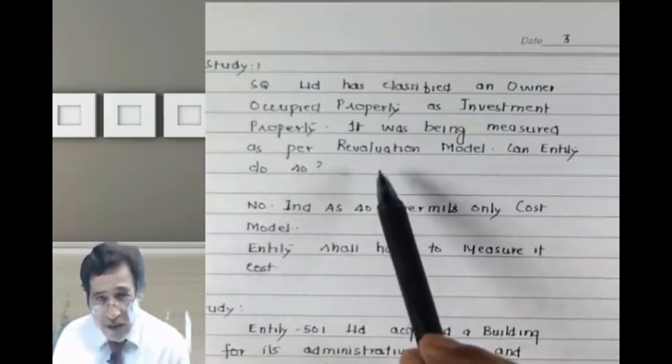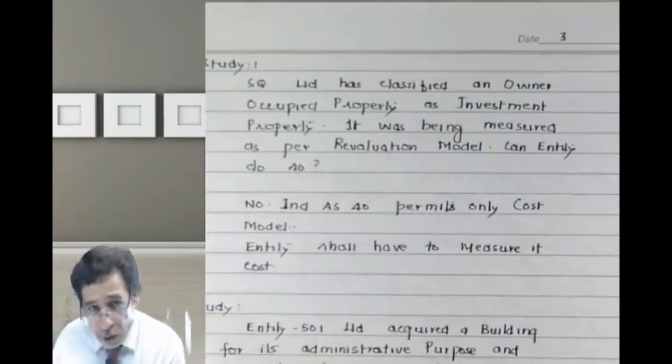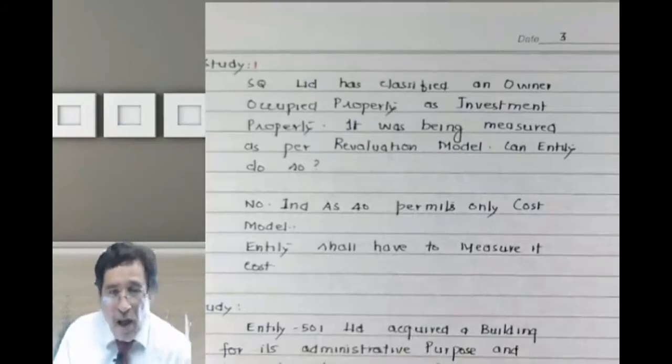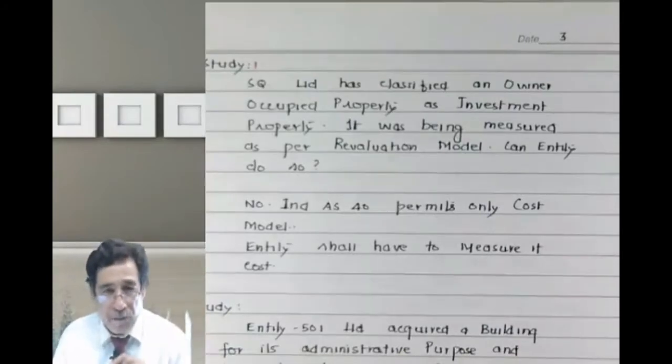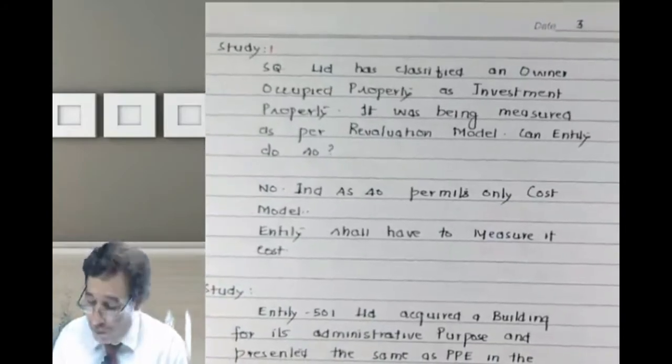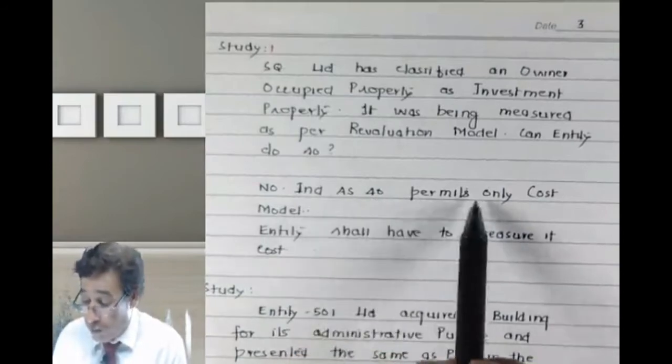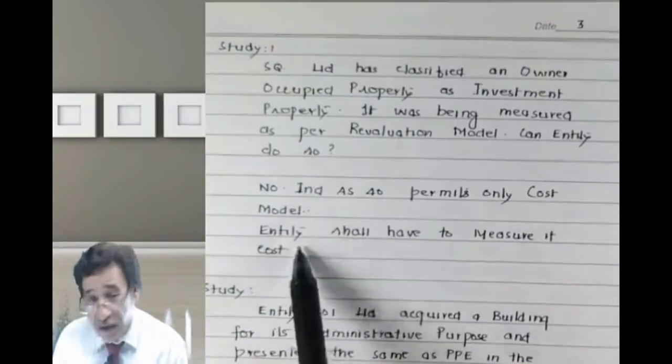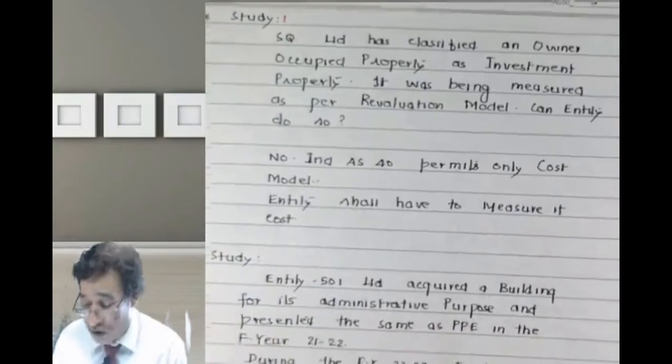Now the question is asking us, can the entity do so? That means now this property has become investment property. So can we still use the revaluation model? I have given you the answer. No, we can't. Ind AS 40 permits only the cost model. So the entity will have to measure it at cost.